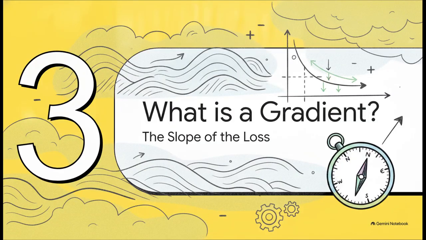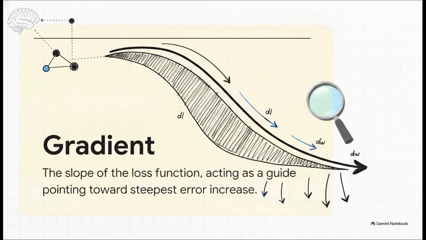Moving right along to section 3, what is a gradient? We've got the physical intuition down, so let's introduce the formal mechanism that drives this whole thing. Simply put, a gradient is just the slope of the loss function. In math terms, you'll see it written as dL over dW. The absolutely crucial thing to remember here is that the gradient acts as our guide. It tells us exactly how much the error changes based on the weights, and specifically in which direction we need to go to reduce that error.